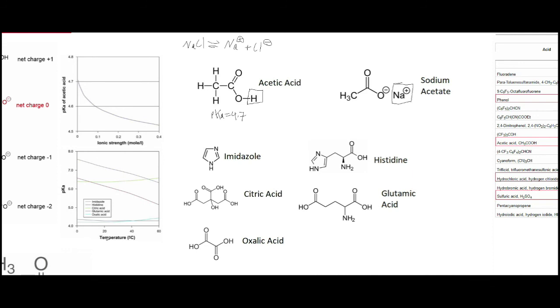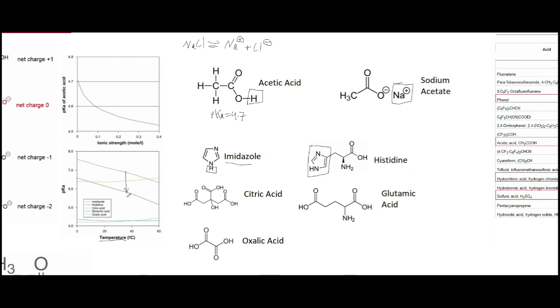Then over here we have pKa versus temperature as we increase the temperature. This one up here is the imidazole, which looks like this. So it's talking about this hydrogen here. And we see as we increase the temperature, the pKa is dropping for the imidazole. Then down here, still following the same path, we have the histidine, which has this imidazole group on its side chain.